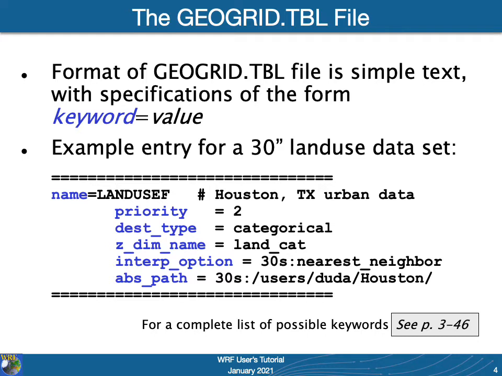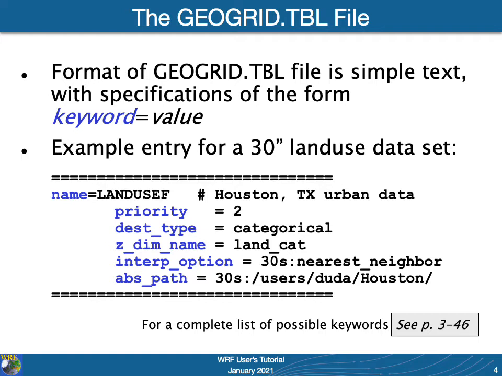So if you were to open up this geogrid table file with your favorite text editor, you'll see that it's just a simple text file. And inside this file, we have different entries that are separated by at least 5 equal signs. And within each entry, all we do is we assign values to keywords. And you can look in Chapter 3 of the ARW User's Guide to see a list of all possible keywords that can be specified in a geogrid table file. But in this example entry here, we're illustrating the most important keywords.